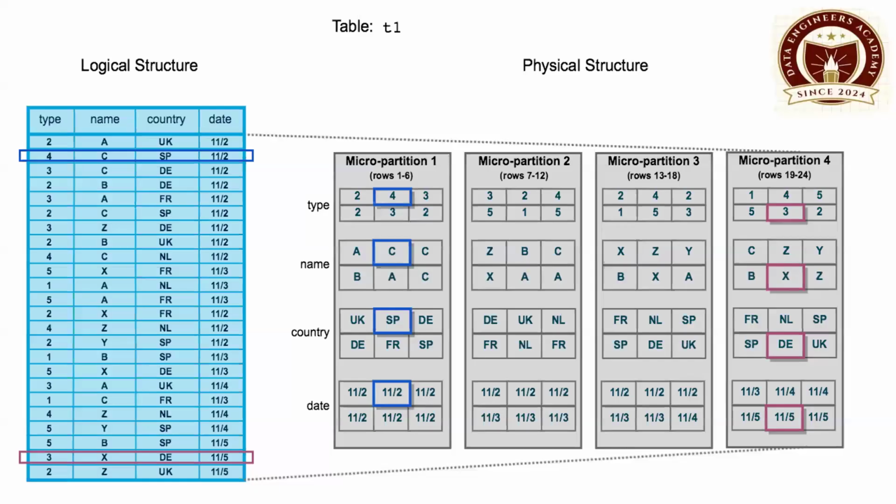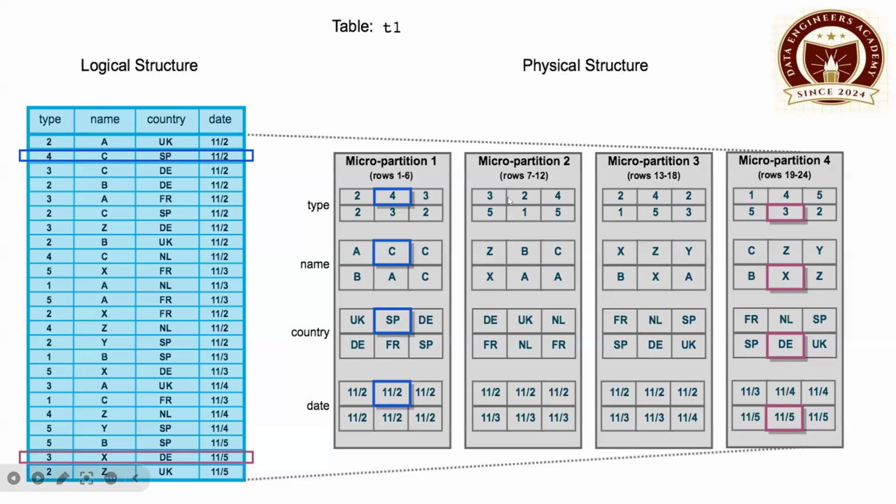Next, this is an example of the logical structure and physical structure. For example, this is the data. This is the logical structure of a table. Suppose this table contains four fields: type, name, country, date. In traditional row-oriented databases, the data will be stored row-wise, like 2A, UK, 11 by 2. This is the logical structure.